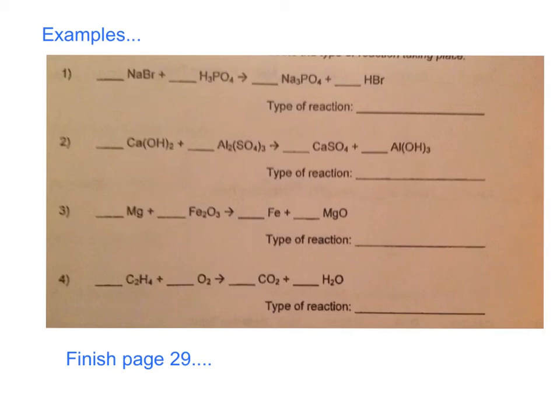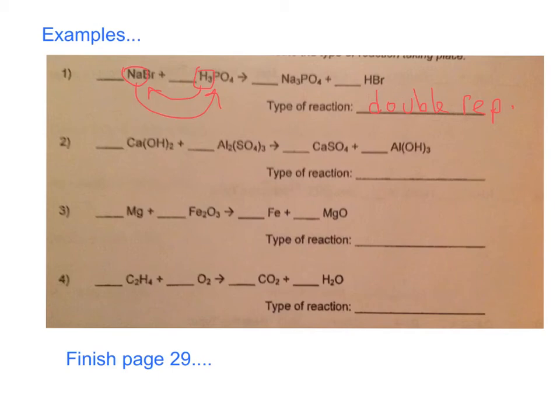So we are swapping the cations with each other, and that means we are doing something known as the double replacement. So we just put double usually. If you want to spell out replacement, go ahead. Double rep. Okay.